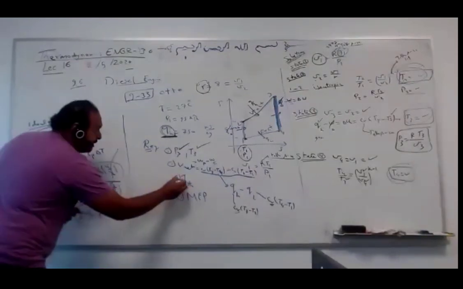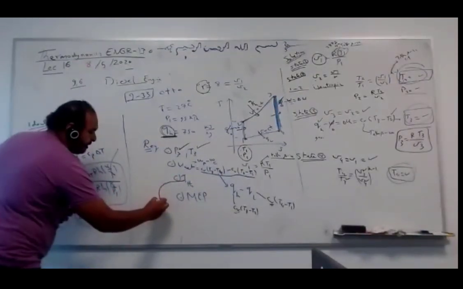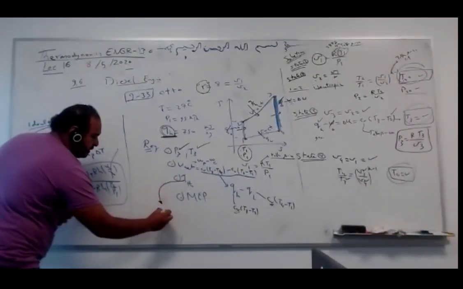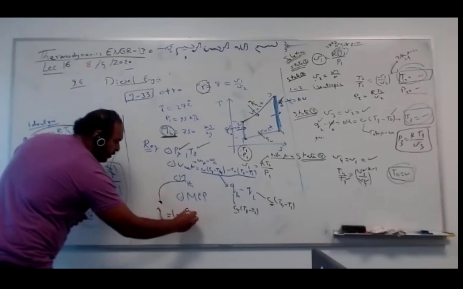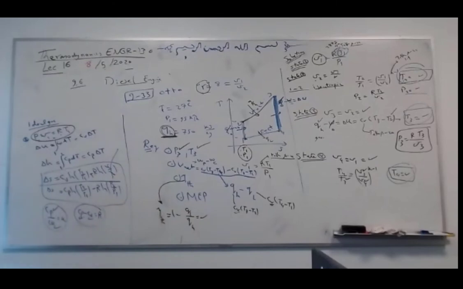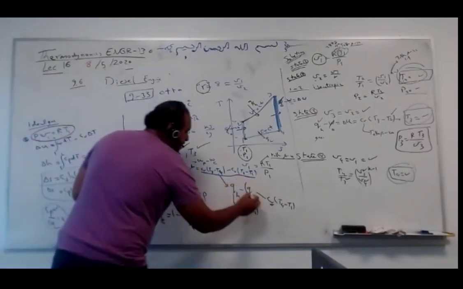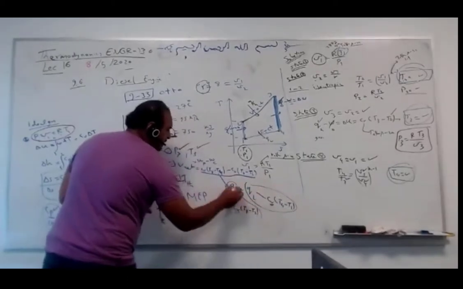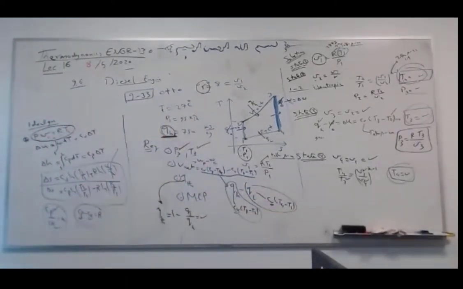Okay, this guy, eta thermal, it's 1 minus Q low over Q high, correct? You have Q low, CV delta T between 1 and 4. You have Q high, which is already given. You can get this.